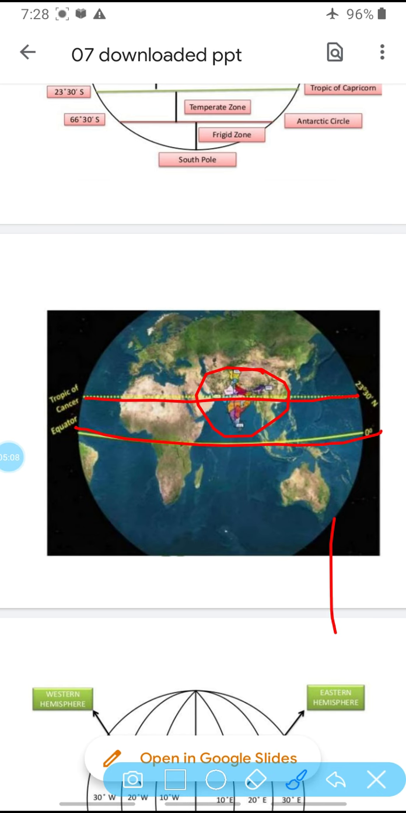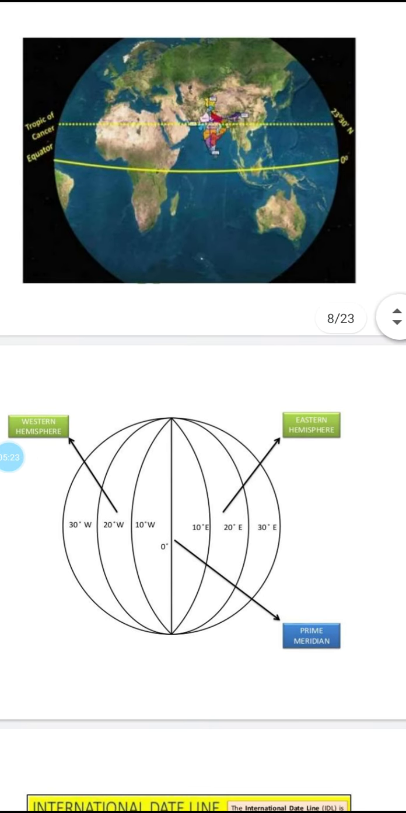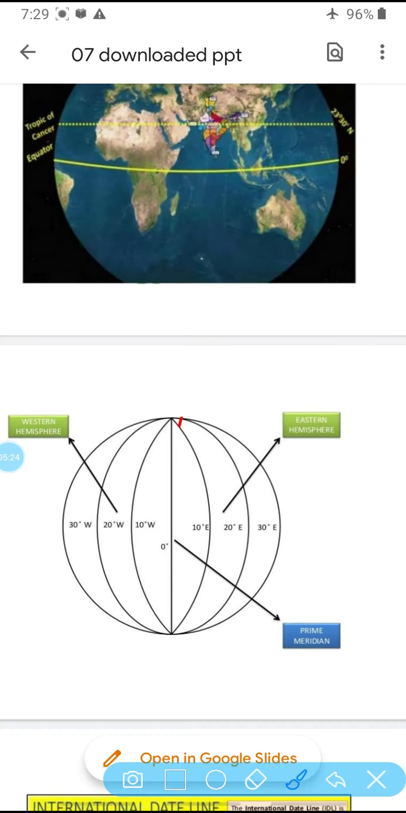Next thing, on the basis of the equator we have divided our map, or globe, into two parts, that is the northern hemisphere and the southern hemisphere. In the same way, when we make the prime meridian, 0 degree longitude, this also divides the earth into two parts, that is the western hemisphere and the eastern hemisphere. This is the western hemisphere, this is the eastern hemisphere.